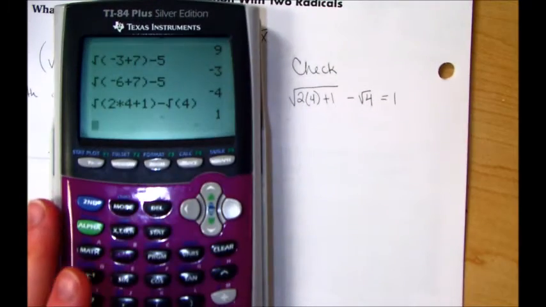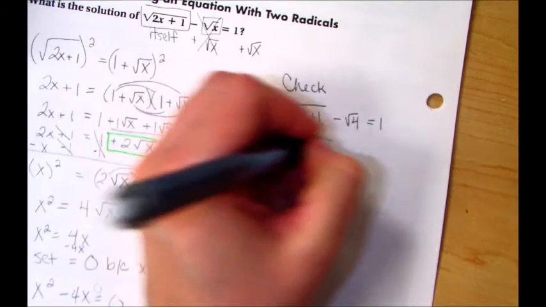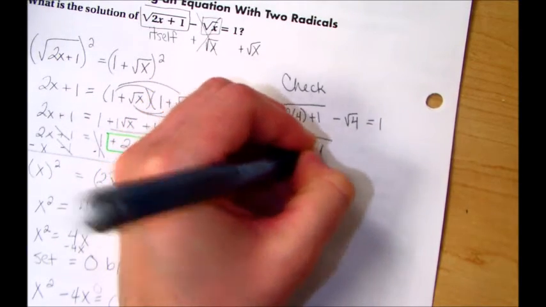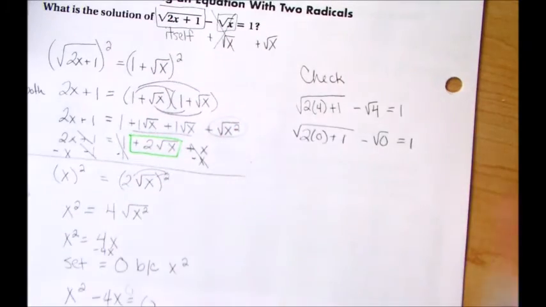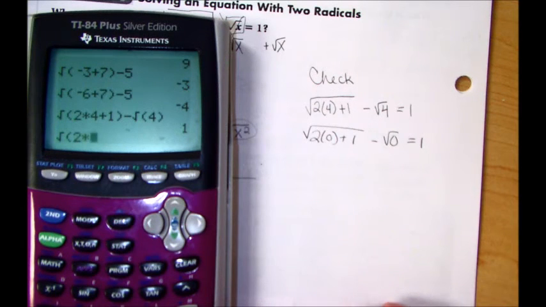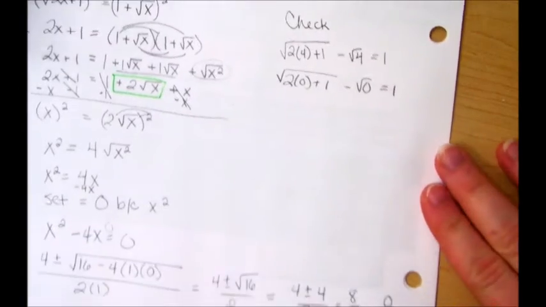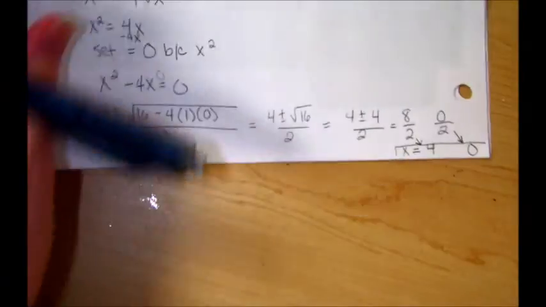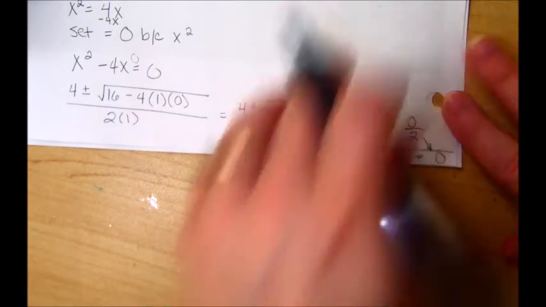Very good. Now I'm going to check 0. So every time I had an x, I'm going to put in 0. So 2 times 0 plus 1 minus the square root of 0. And again, they want me to get 1. So let's check this out. Square root of 2 times 0 plus 1 minus the square root of 0 is still 1. So I know that I did a good job and that both answers are solutions because they both checked back in. So I can write an "and" symbol and I don't have to cross anything out.